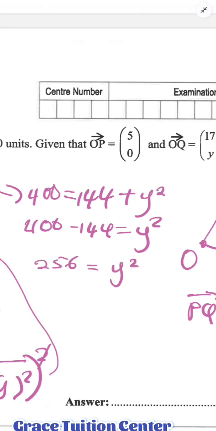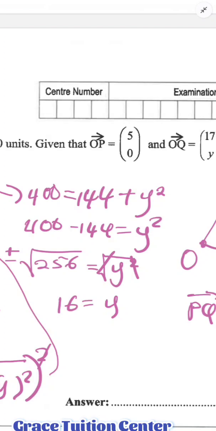Now, to get the value of y, you just have to remove this 2 here. So how do you do that? You introduce the square root here and introduce the square root here. The square root will cancel the square, so I'll remain with y. Then the square root of 256 is a number that you can multiply by itself to give you 256, which is 16. So in most cases, once we square root both sides, we have to put a plus and minus here.